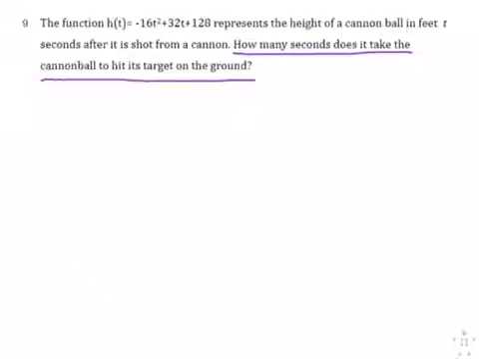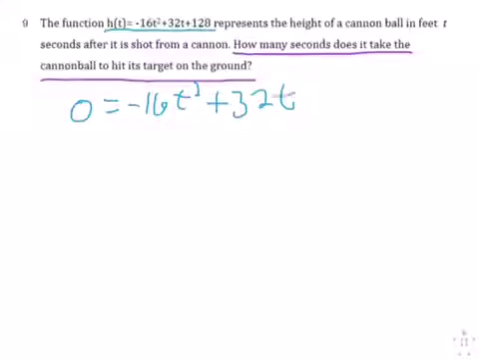So when we're asking how long it takes something to hit the ground when it's modeled by a quadratic, we need to factor. So in this case, we want to know how many seconds it takes to hit the ground. h usually represents our height and t represents our time. So we're looking for the t value. If it's hit the ground, the height is 0. So we're going to plug 0 in for h of t. So 0 equals negative 16t squared plus 32t plus 128.